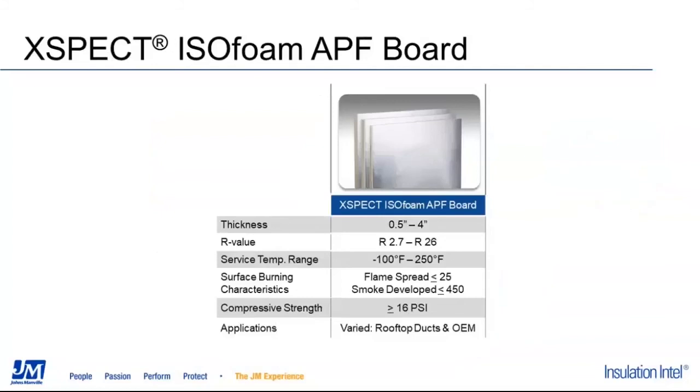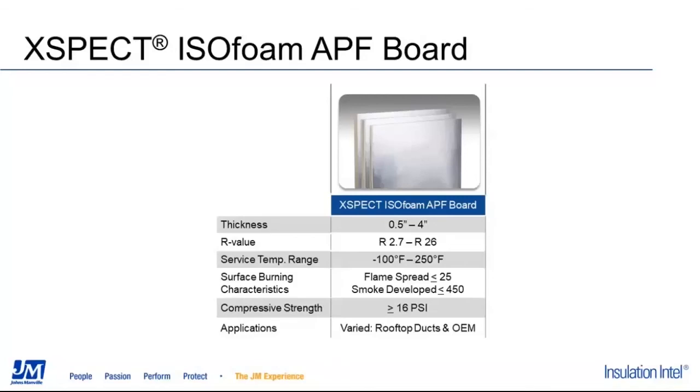Let's look at some of the properties. As I mentioned, we operate in a variety of thicknesses between 1/2 inch and 4 inches. As a result, the R value varies depending on the thickness. Service temperature for this product is between -100 degrees Fahrenheit and 250 degrees Fahrenheit. Surface burning characteristics are less than 25 and less than 450. As mentioned, it has a pretty good compressive strength of greater than 16 psi.